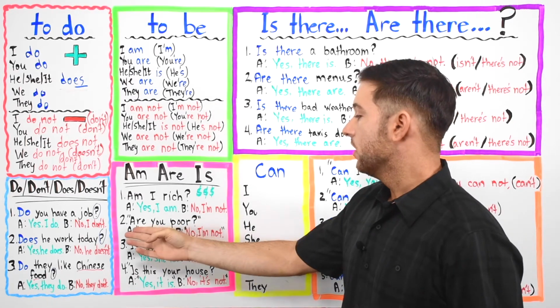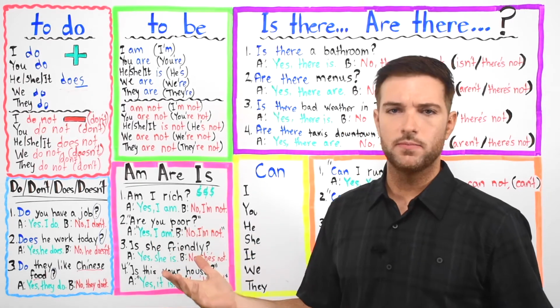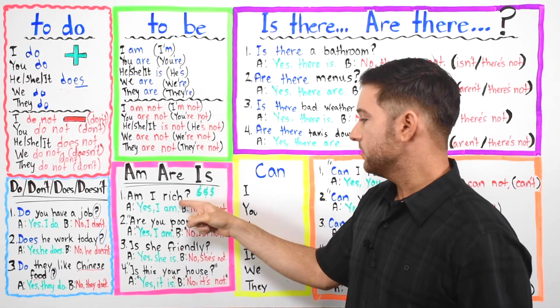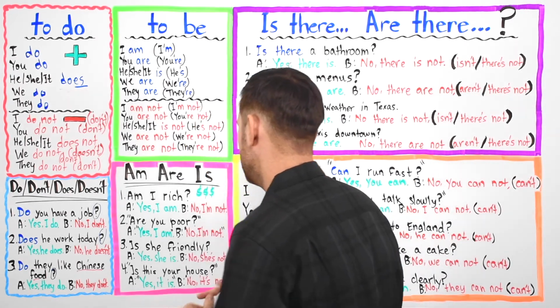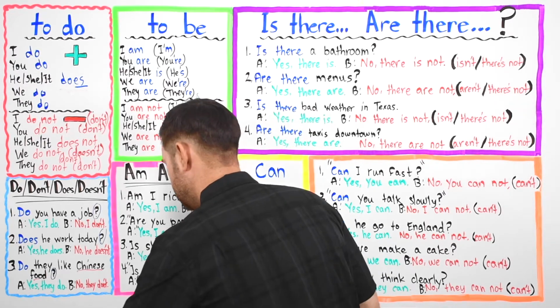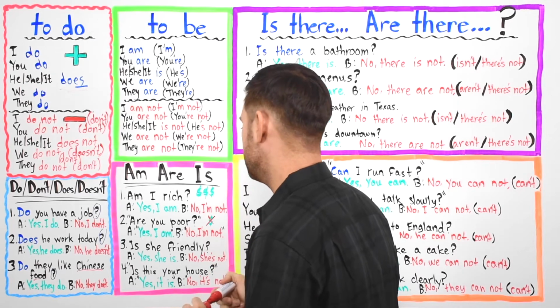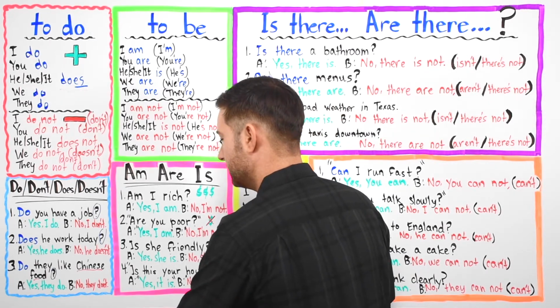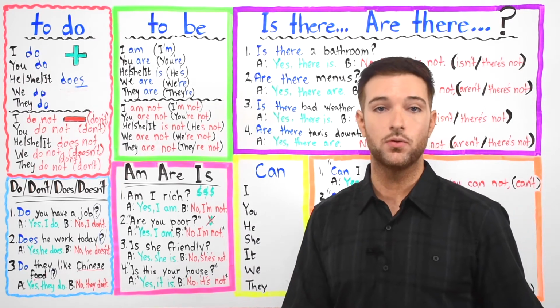Okay, number two, are you poor? You could say, poor, what does poor mean? Well, rich is when you have a lot of money. Okay, poor is when you have no money. Okay, poor is when you have zero money. Okay, poor, you have no money. So you could say, are you poor? You're asking a question. You're asking somebody if they are poor or not.